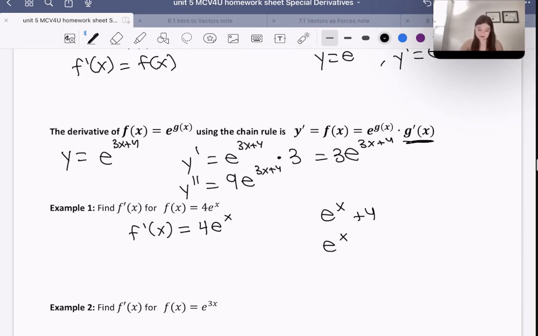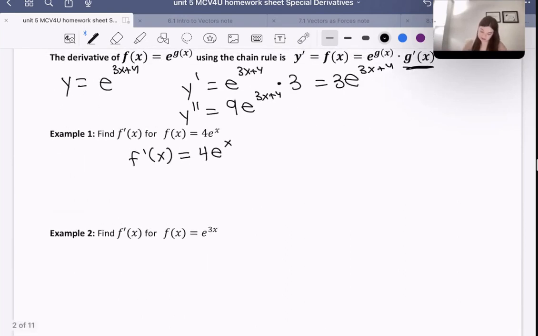But no, this is multiplying. We're multiplying here, not adding. So the 4 just stays put, and e to the power of x also stays put. That natural exponential function stays put as well. Now let's try this example.